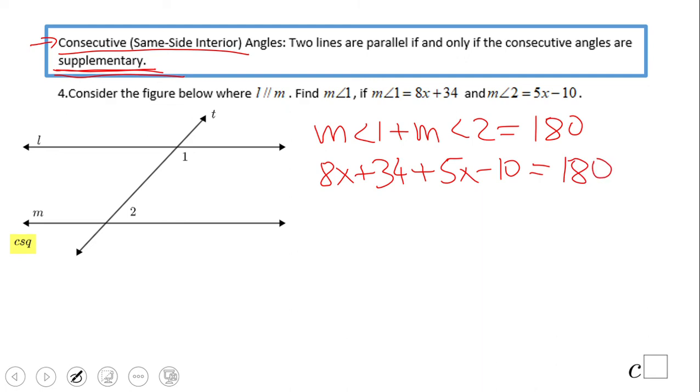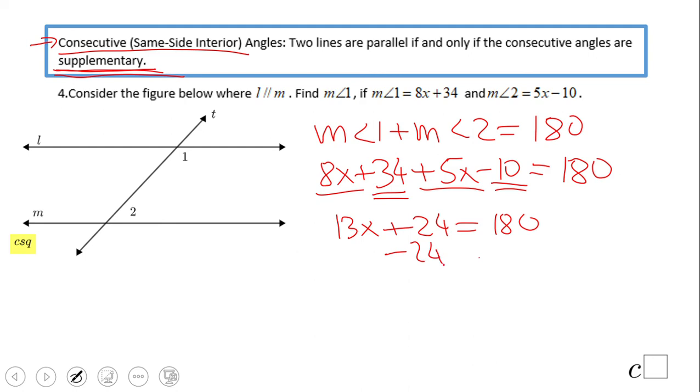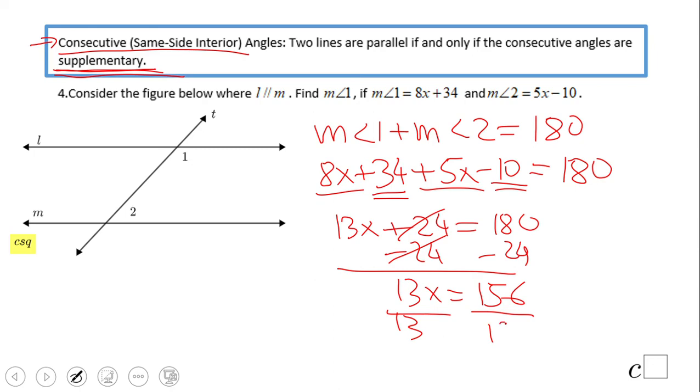Combine like terms, 8x plus 5x equals 13x, plus 24, since 34 minus 10 is 24, equals 180. Subtract 24 from both sides. That will give you 13x equals 156. Divide by 13. And that will give you x equals 12.